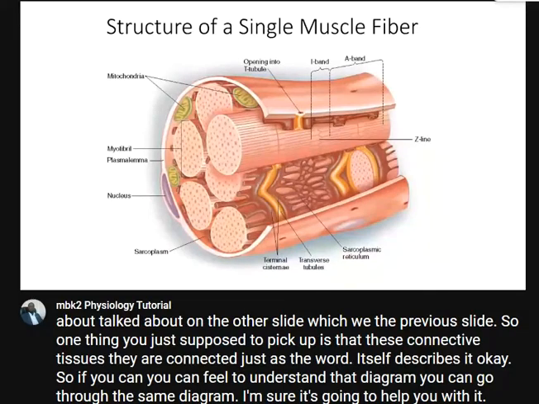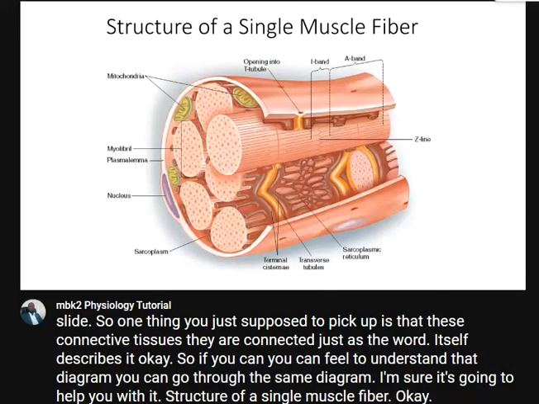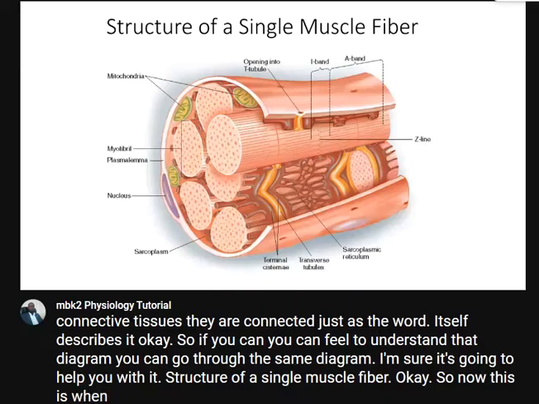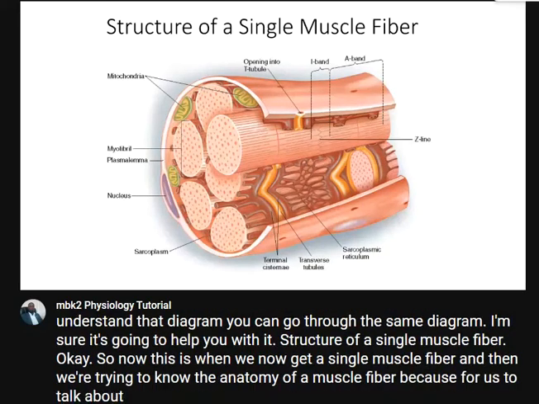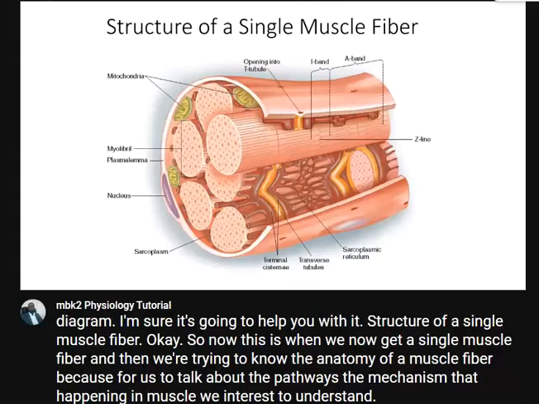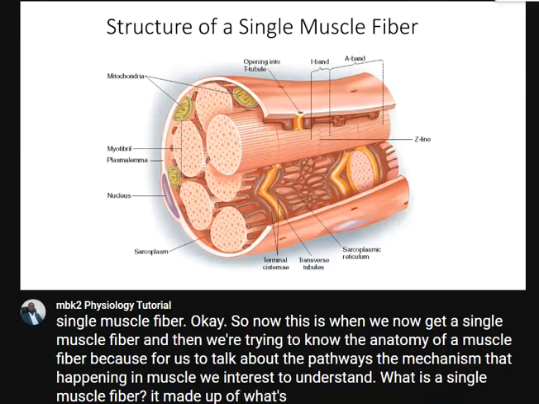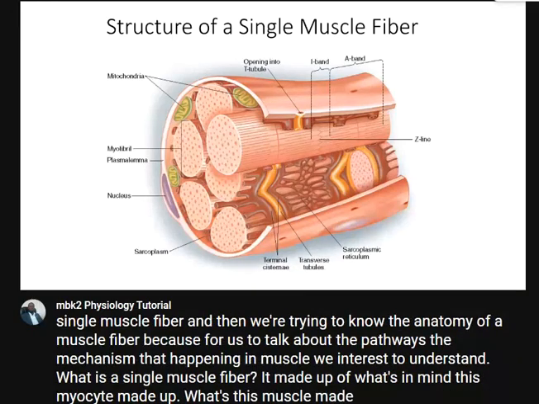Structure of a single muscle fiber. Now we get a single muscle fiber and try to learn its anatomy. Because for us to talk about the pathways and mechanisms that happen in a muscle, we first need to understand what a single muscle fiber is made up of. What is this myocyte made up of? What is this muscle cell made up of? That's what you're going to look at right now.